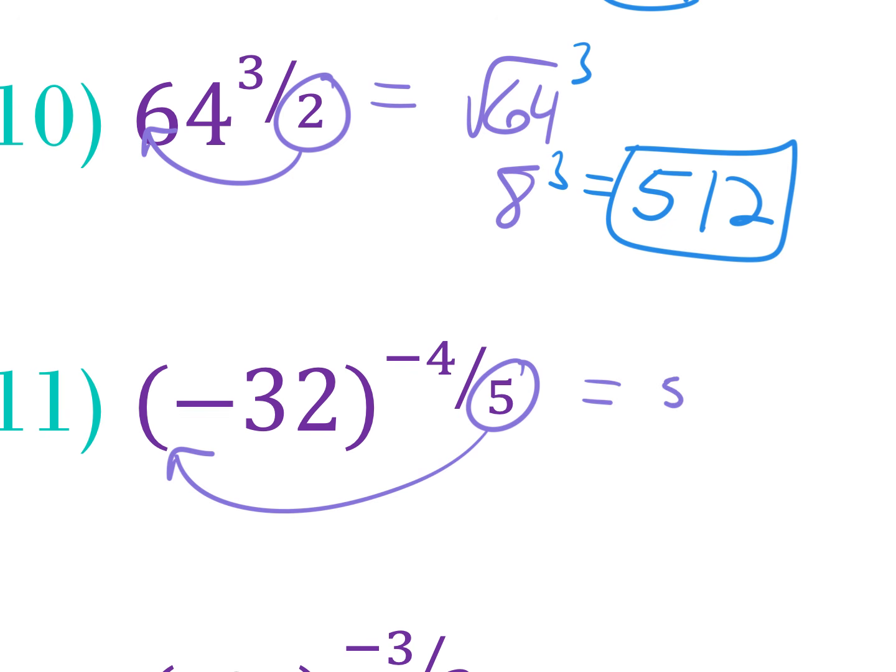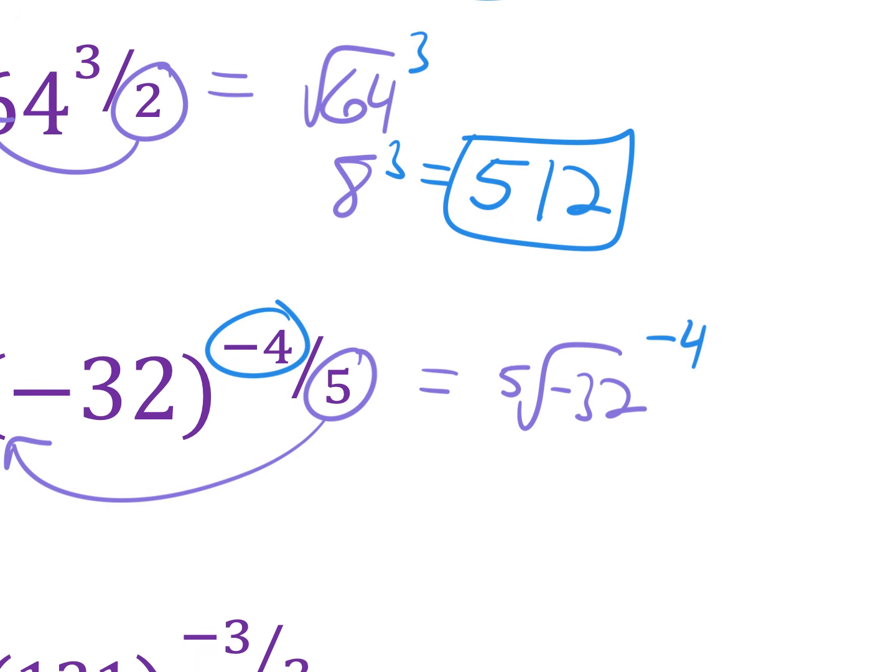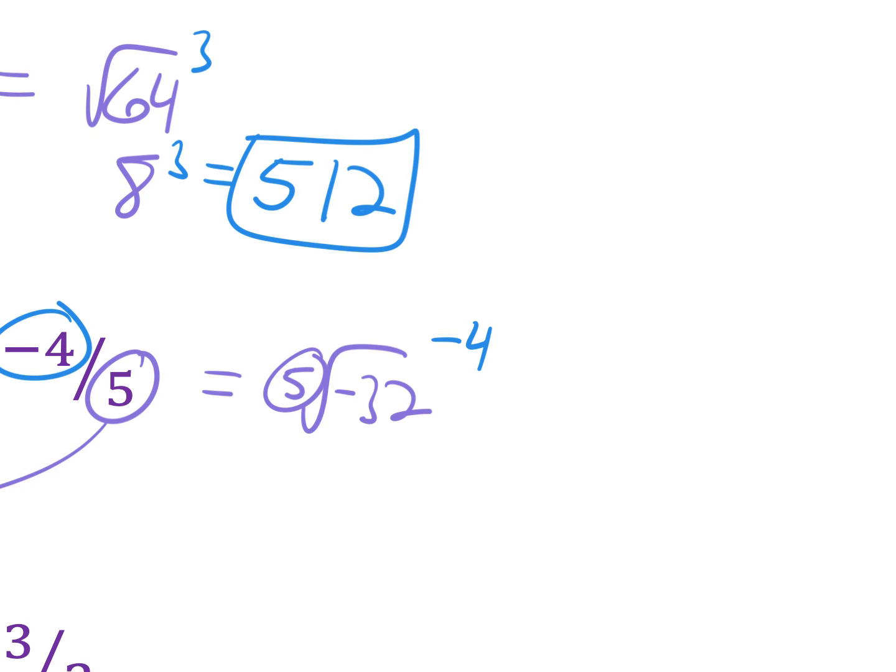So let's do the 5th root of negative 32. And this is all raised to the negative 4. Right? Remember, odd radicals, are those no solution or are those just negative? Negative. They're just negative, right? So does 32 have a 5th root? Yeah, right? It's going to get you negative 2. So this is going to be negative 2.